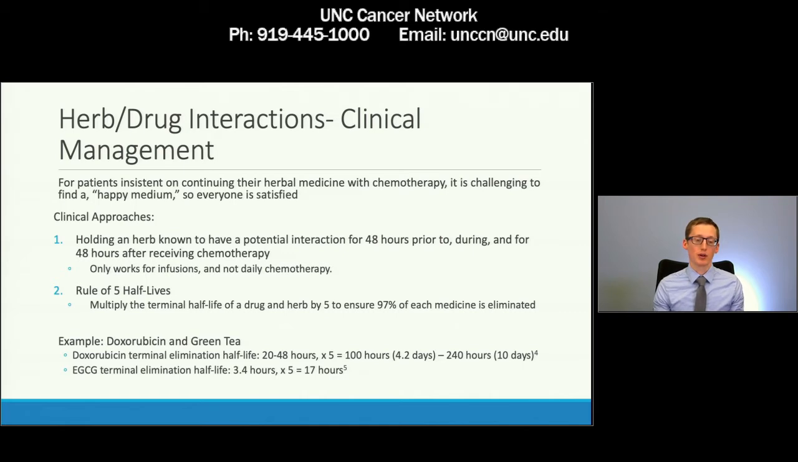Well, let's look at an example of combining doxorubicin with green tea. So doxorubicin terminal elimination half-life is 20 to 48 hours. If you multiply this by 5, you get a range between 100 hours and 240 hours, or 4.2 days to 10 days. So it may take up to 10 days for 97% of the doxorubicin to be out of someone's body. Now, if you look at EGCG, which is the active constituent of green tea, the terminal elimination half-life is about 3.4 hours. You multiply that by 5 and you get 17 hours.